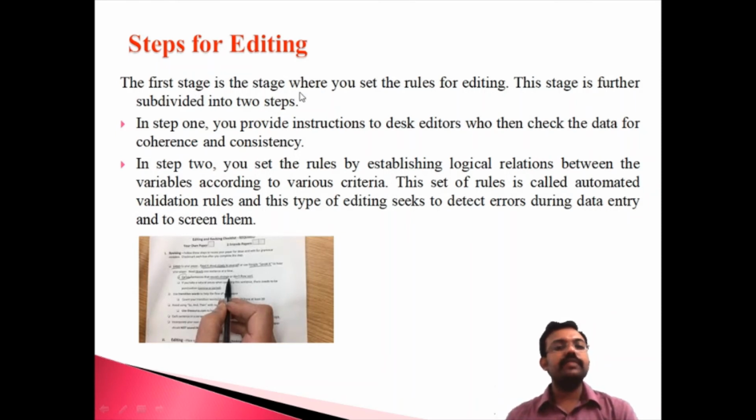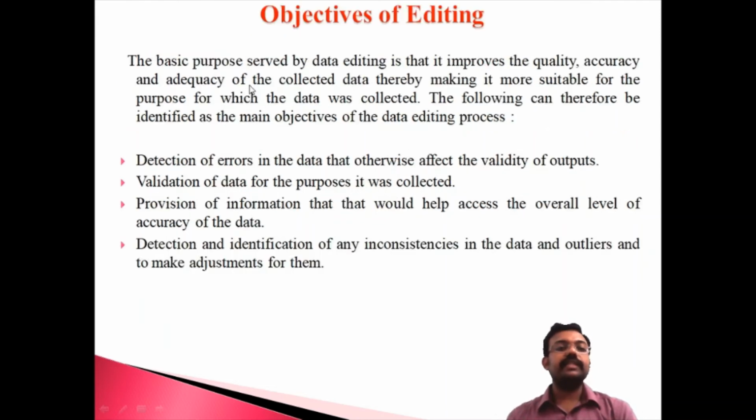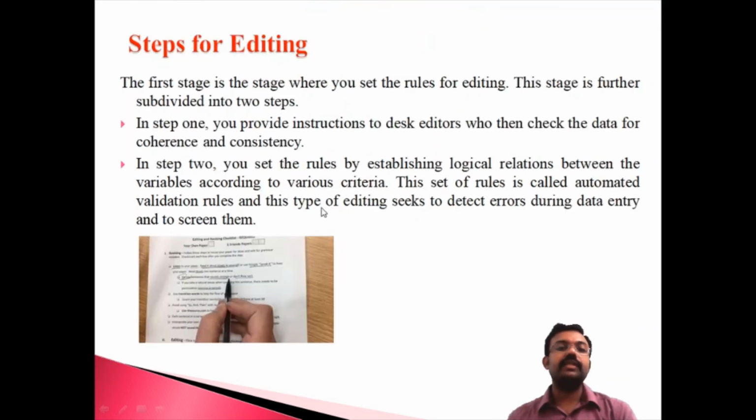The first stage is only the first stage, where you set the rules for editing, and this stage is further subdivided into two steps. One is to provide the instruction to the editors, and another one is establishing the logical relation between the variables for your study. Okay, so these are the important steps regarding editing. We have already discussed the important objectives: to identify the inconsistency of the data. In the steps of editing, one important element is to give the instruction to the editors, and how you set the rules for establishing your edit and make the logical connection between the variables. These are two important elements associated with editing.